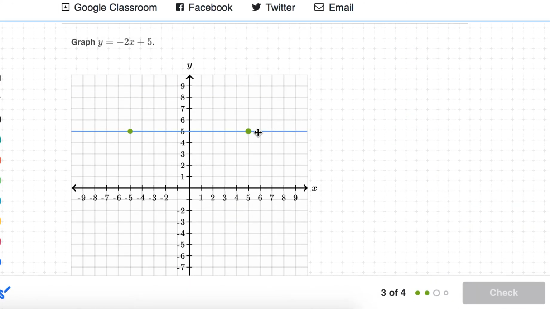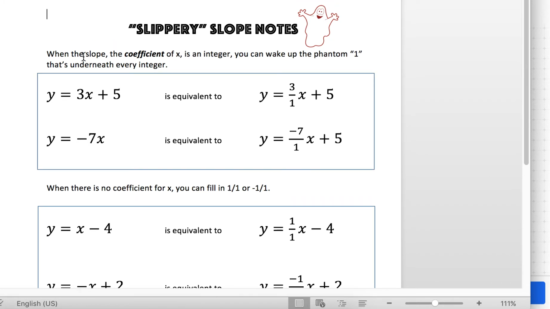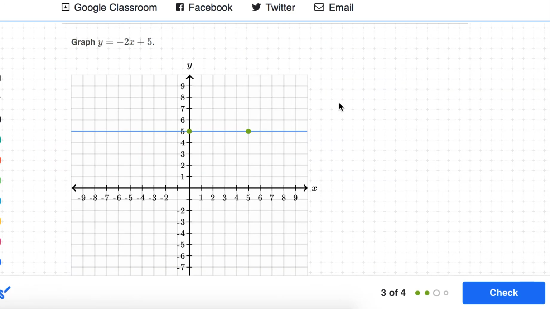Y equals -2x plus 5. Well, there's our y-intercept, +5. And now, one thing to note for slopes is that when the coefficient of x is an integer, you can wake up the phantom 1 that's underneath it. So if you see an equation y equals 3x plus 5, you can rewrite it as y equals 3 over 1x plus 5. And the reason that's useful is it could help you with graphing.